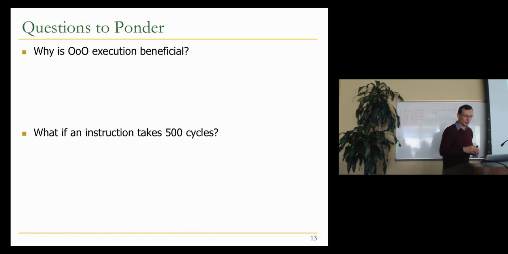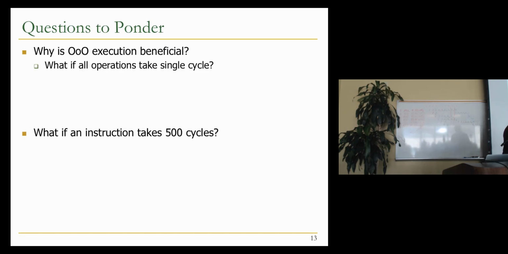Okay, some questions to ponder before we move on to load-store handling. Why is out-of-order execution beneficial? Less stalling. Yes, less stalling. More efficient use of the functional units. That's right, exactly. It allows the hardware to make better decisions about what order to do things in, when the programmer wouldn't necessarily know how long things are going to take. That's right, exactly. It enables dynamic scheduling, basically.